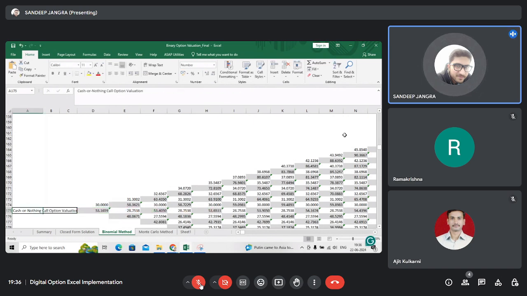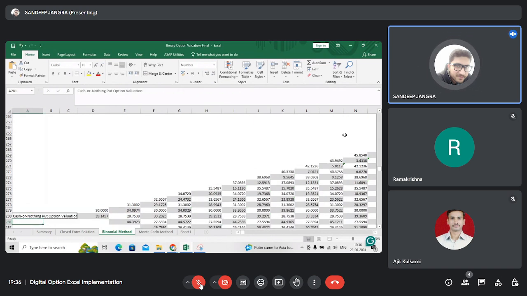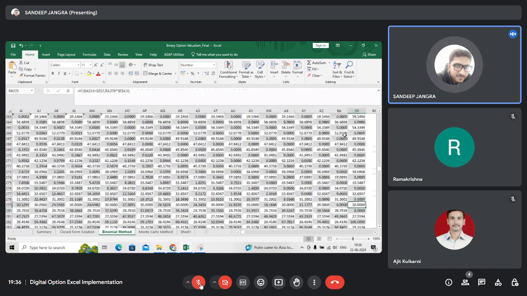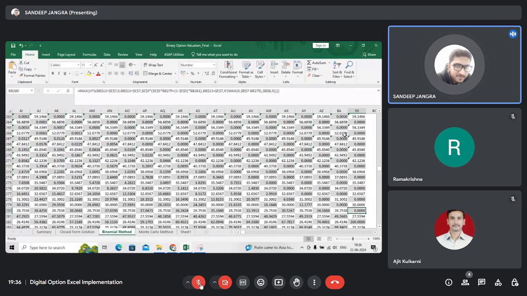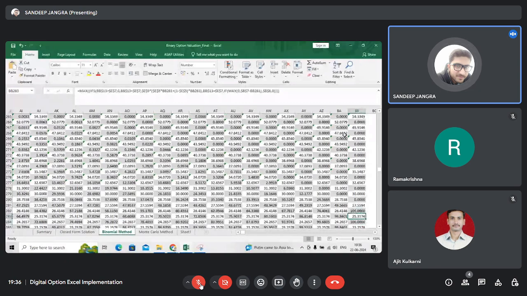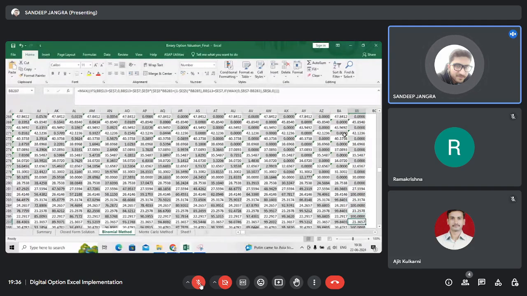Now the same thing applies for your cash or nothing put option. Here this payoff will be zero, because for a put option the payoff occurs when our underlying price is less than our strike price. The strike price in our case is 29. So here you will see the $100 is the payoff. Now the process is the same.